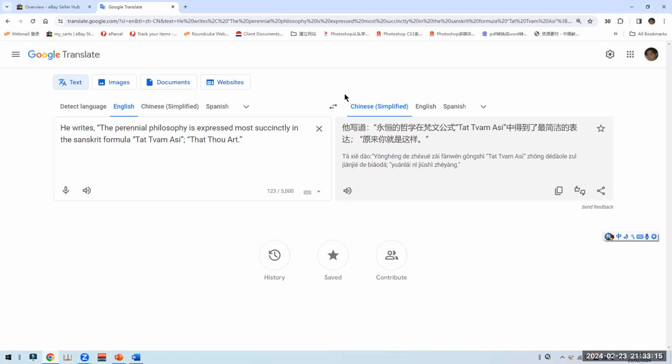Okay. This is a complex sentence. The main structure is he writes. The subject is he, and the verb is writes, and there is a whole sentence as the object clause of the verb. Yes, object clause. It's just like a direct quotation, an inner quotation.